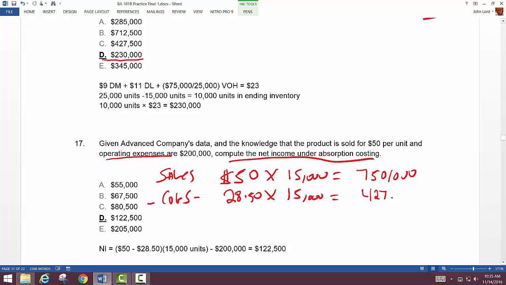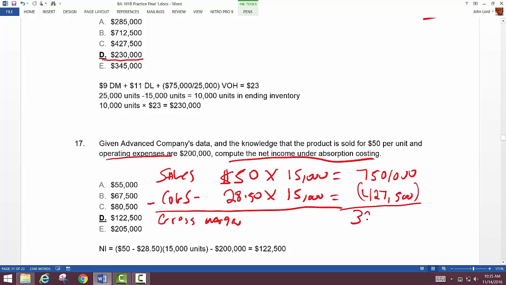427,500, you say? Okay, and so when you subtract that out, you get a gross margin of how much? 322,500. Okay, good. And then they tell us the selling expenses is going to be what? 200,000. They just gave that to us. So we have 122,500 as our, they're calling it net income, whatever.